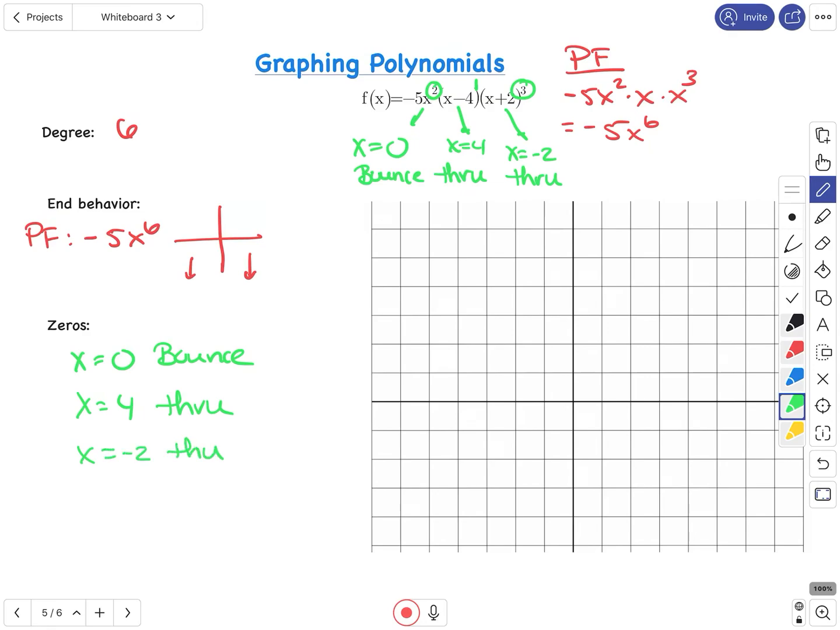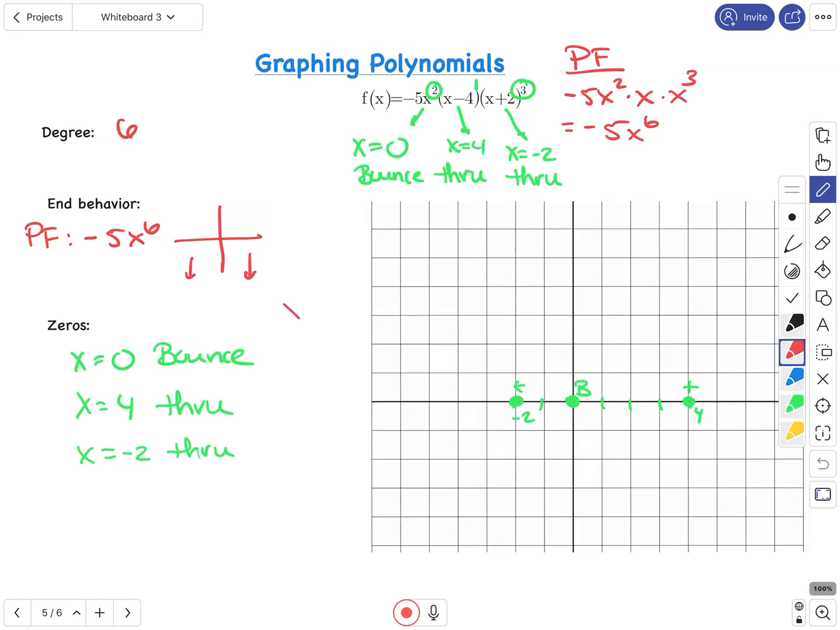Again, when we determine that, we're looking at the exponents on the parentheses. So let's plot those. So we've got 0, and I'll label that B for bounce. 1, 2, 3, 4, and I'll label that T for through, and -2, and I'll label this also T for through.